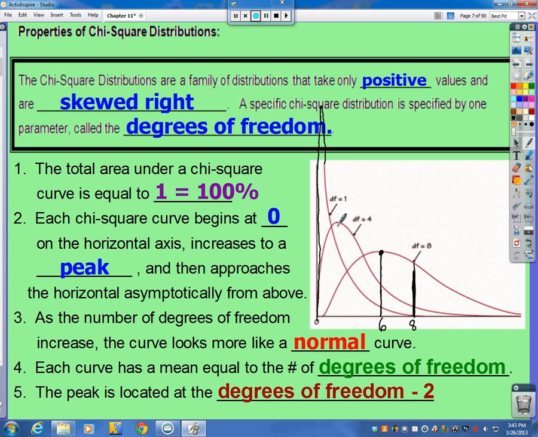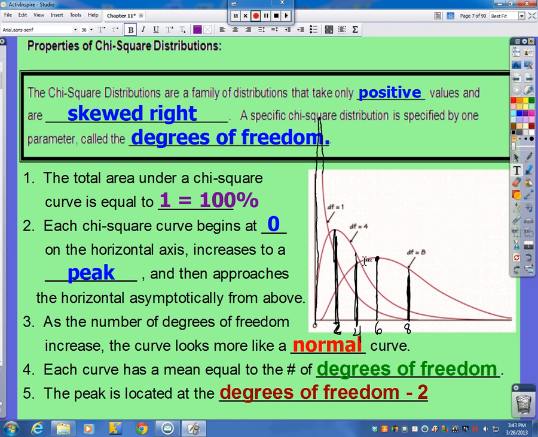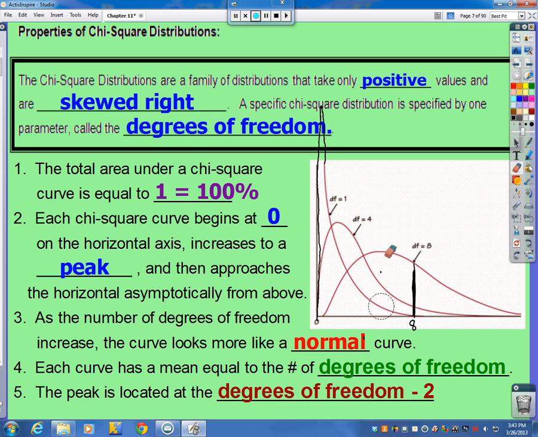4 degrees of freedom, that means right here at the peak, this is 2. And this is, I don't know, maybe 4 right here. There's where the mean is located. Now, the part to really know would be where the peak is located. And that's always going to be the degrees of freedom minus 2, given you have at least 3 degrees of freedom. If we only had 2 degrees of freedom, then the peak would be at 0, and that wouldn't make too much sense. If we had 1 degree of freedom, like this one here, the peak's not really going to be at -1. So really, degrees of freedom need to be greater than or equal to 3 for this to apply.